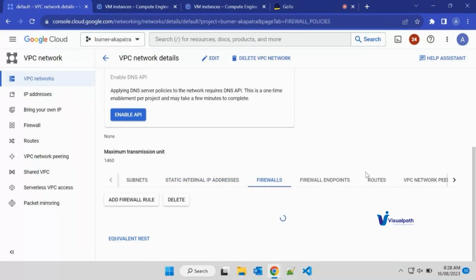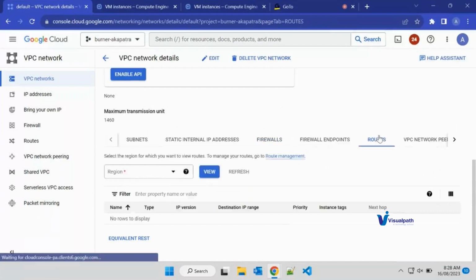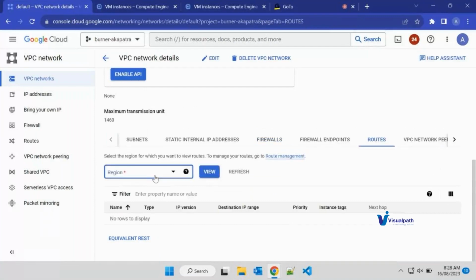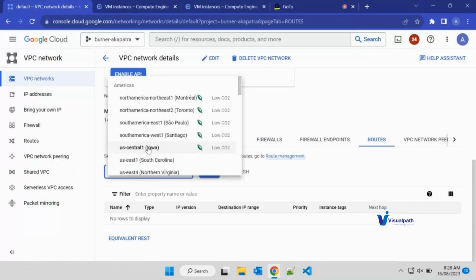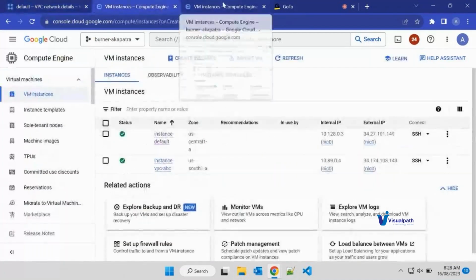Strange. Okay. What is the region? US Central one. Okay.